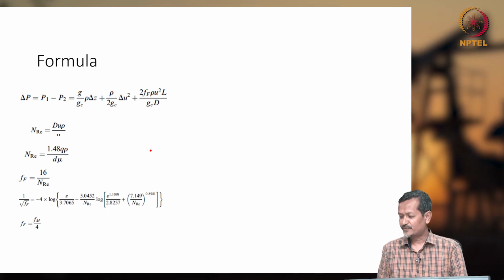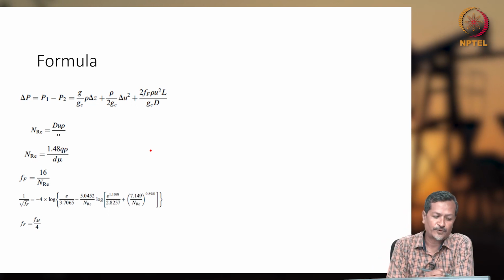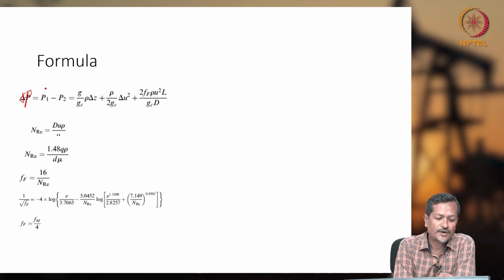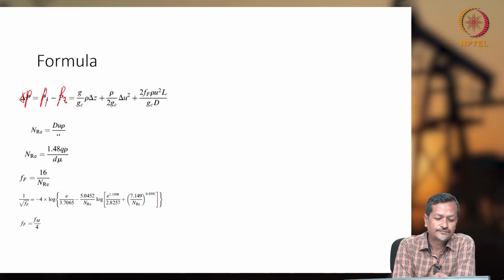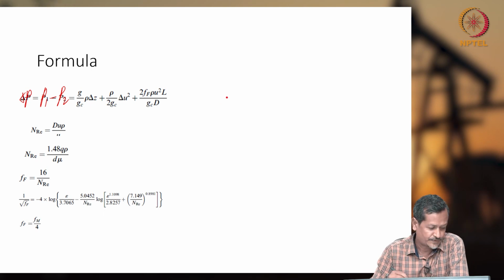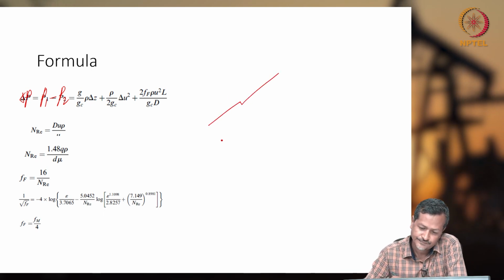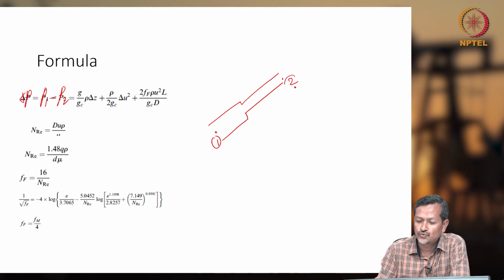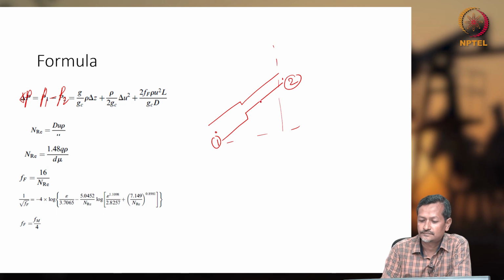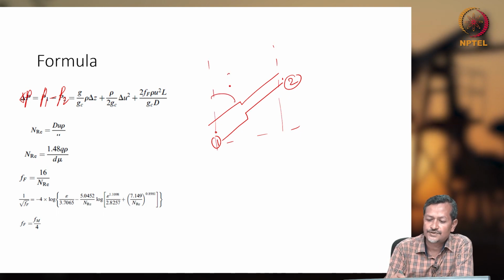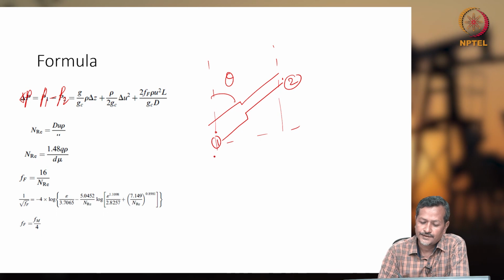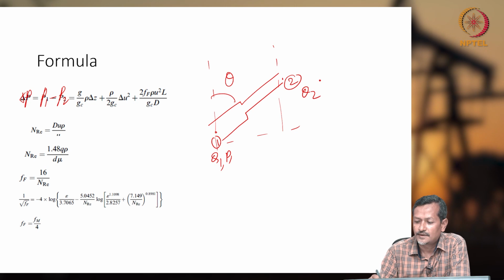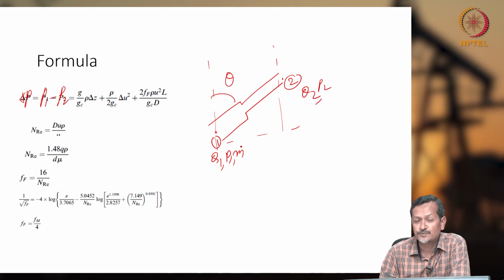Now we'll try to implement it for our pipe flow. So what is the formula? Del P is the pressure drop, P1 minus P2. How is P1 minus P2 like this? It is like this. This is 1. This is 2. This is theta. And this is Q1. This is Q2. This is P1, P2.